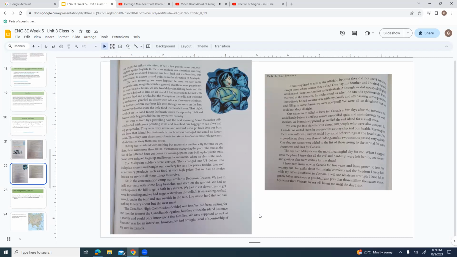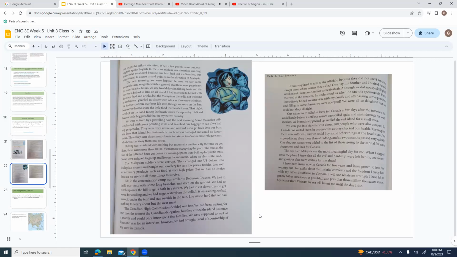Life in the concentration camp was similar to Robinson Crusoe's. We had to build our tents with some long branches and sleep on the ground. We had to climb up over the hill to get a bath in a stream. We had to cut down trees to get wood for cooking, and we had to get water from the wells. If it was raining, we had to cook under the tent and stay outside in the rain. Life was so hard that we had nothing to worry about with the next meal.